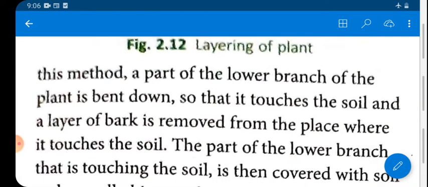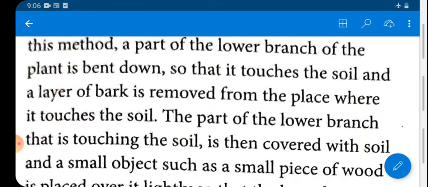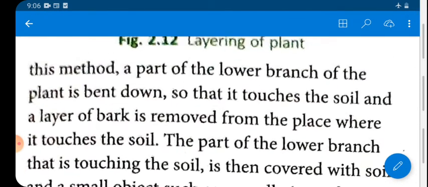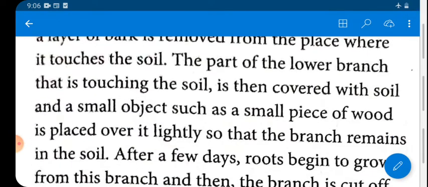So in this method, a part of the lower branch of the plant is bent down. You can see here a branch grows from the base of the stem. Okay, it just bent down and touches the soil. You can see here, it touches the soil and a layer of bark is removed. And the main thing is that the part of the branch which touches the soil, we just remove the bark from there. Okay, and the part of the lower branch that is touching the soil is then covered with the soil and small objects such as small pieces of wood or something else to place it tightly, so that the branch remains in the soil.